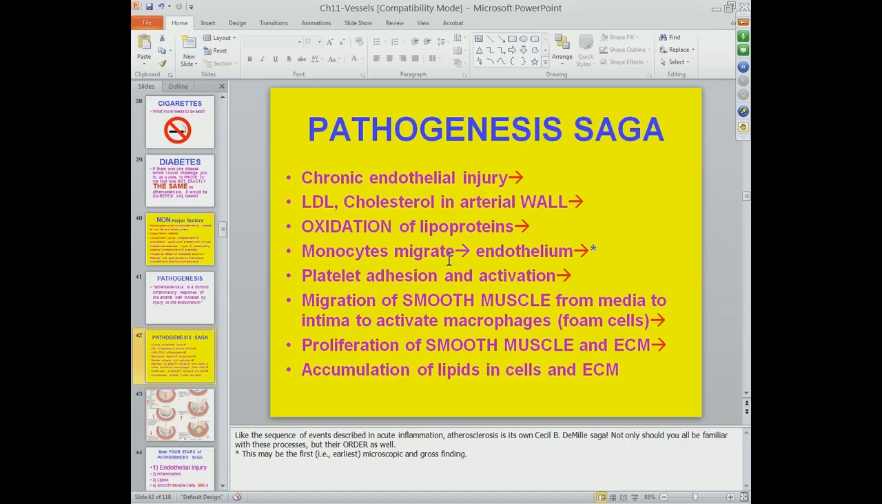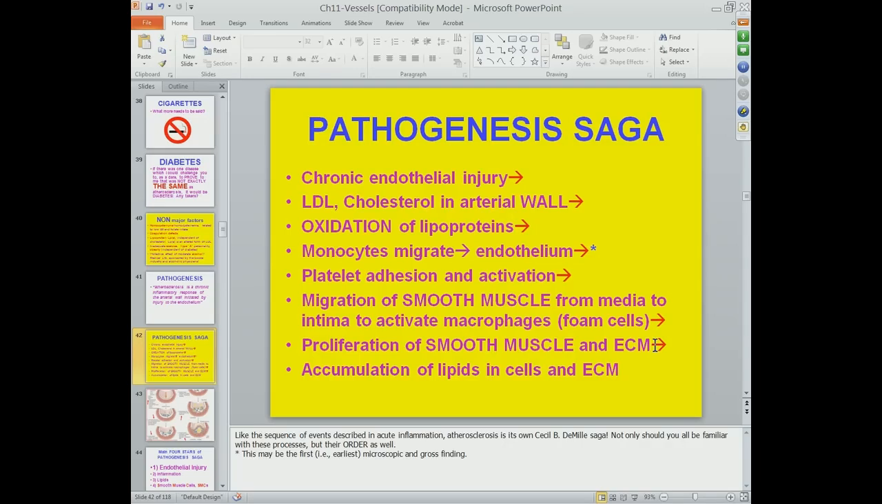Now you have the migration of monocytes into the endothelium. Remember, I told you before that that was the very earliest step that you could see microscopically, because all of this stuff now is non-detectable by usual techniques. Now you have a building up of the plaque. We have smooth muscle activation. You could even have platelet adhesions because of this injured endothelium, proliferation of smooth muscle, and lipids within the matrix.